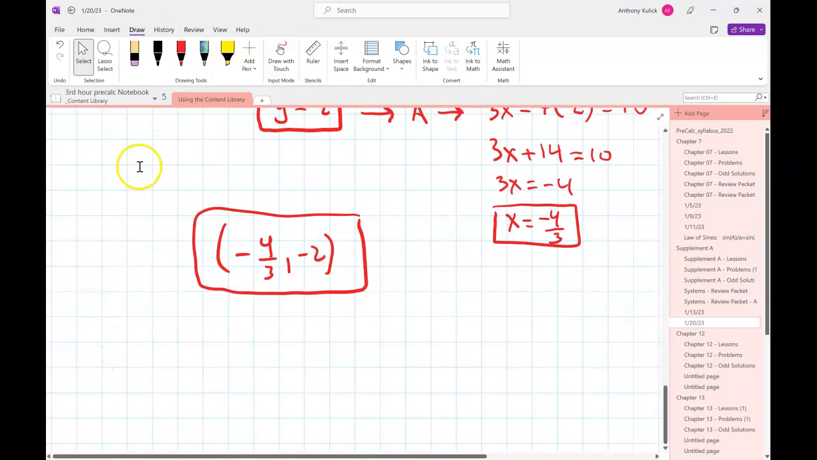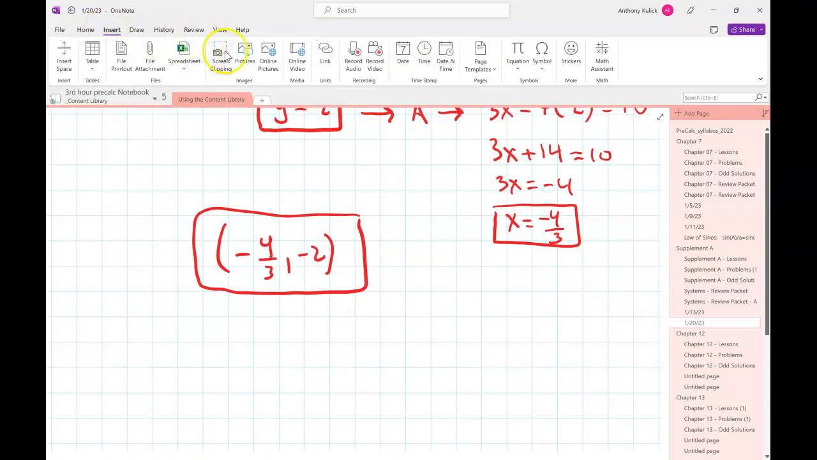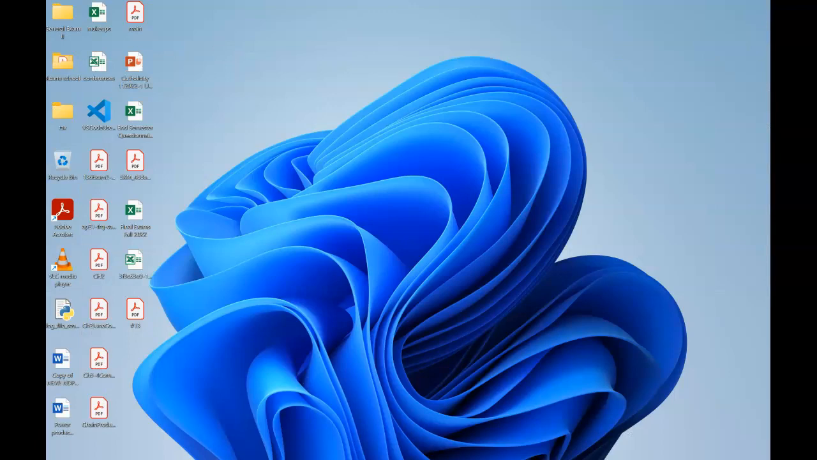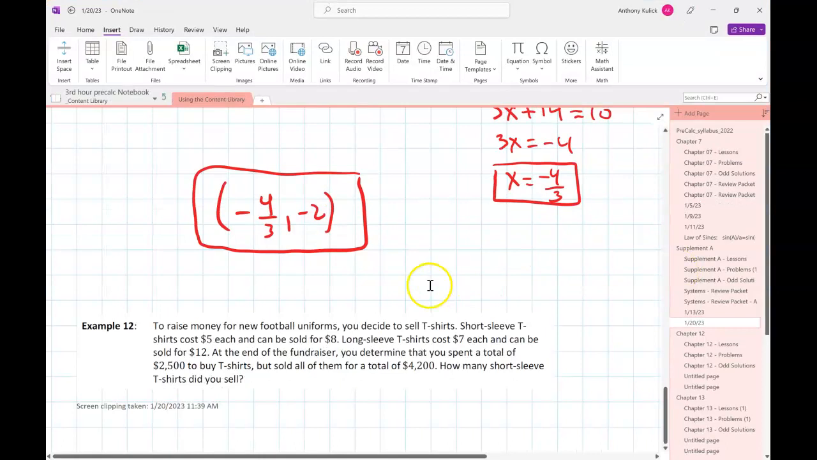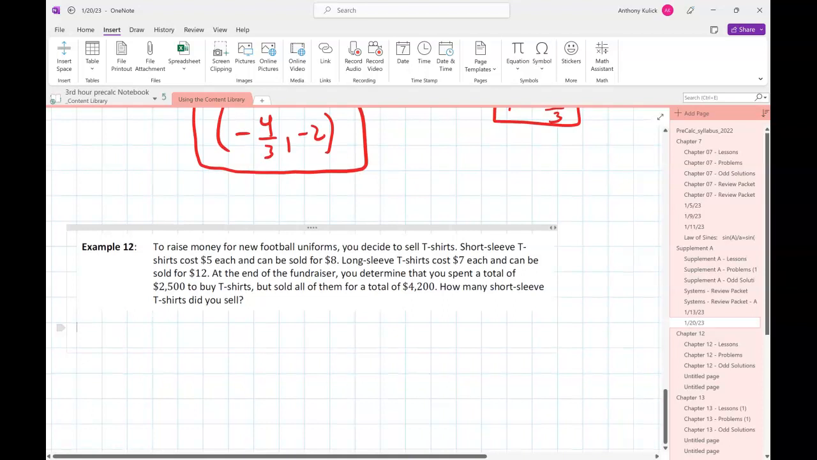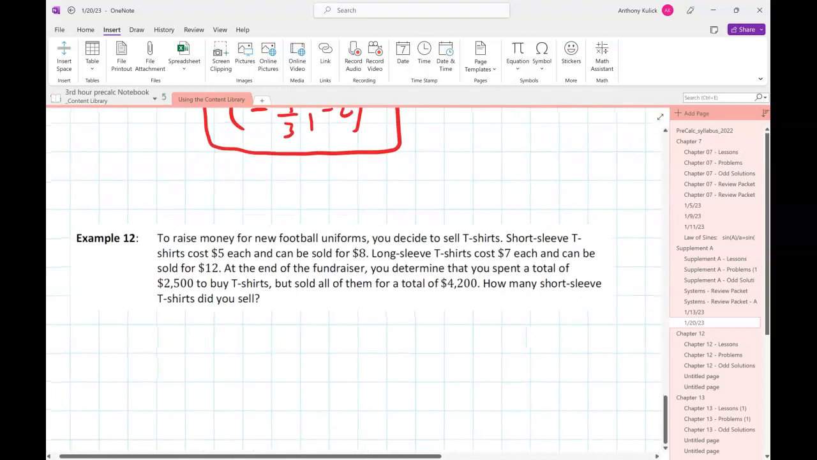Okay. Let's look at another example here. This one will be a story problem, though. What's going to be the hard part about the story problems? Is you're going to have to write your own system, right? So let's read our story problem here.